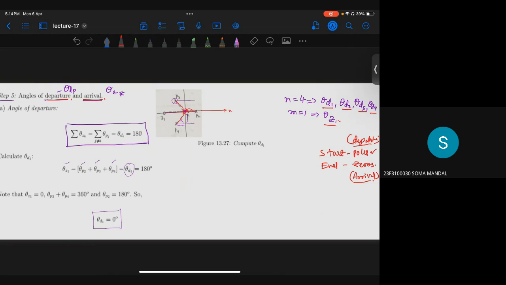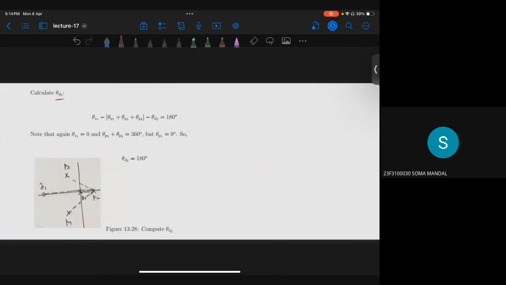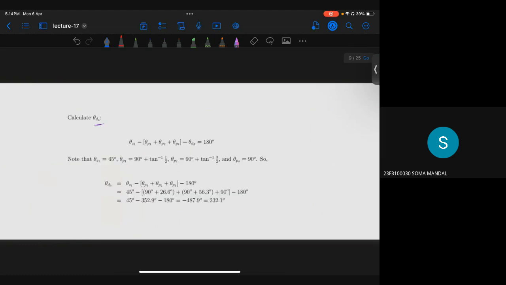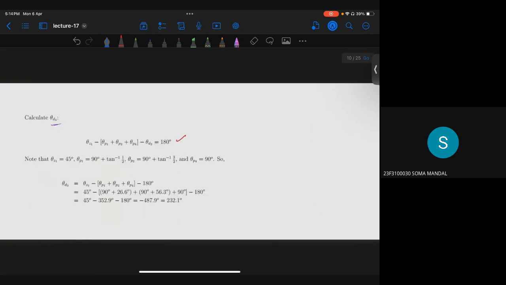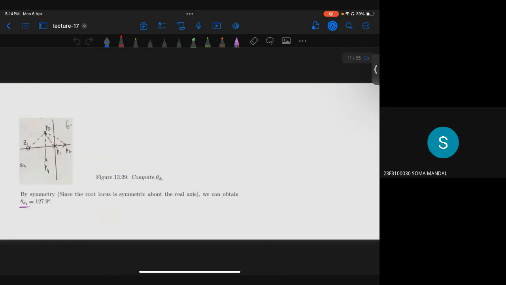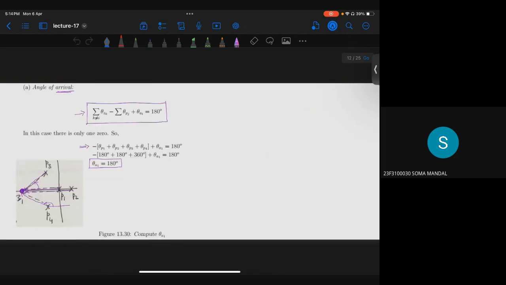So theta D1 is 0. Theta D2 is 180. Then theta D3 is 180. Sorry, theta D4 is 127.9. We have already seen how to do these calculations. Then the angle of arrival: we have only one zero, so the angle of arrival is 180.